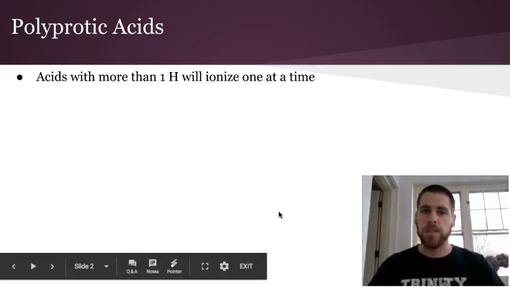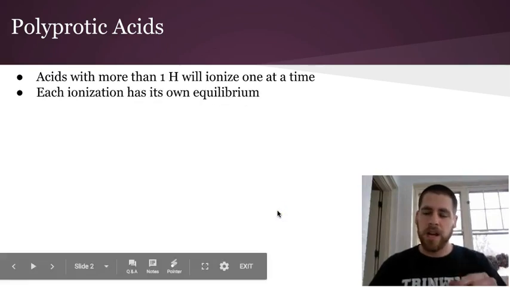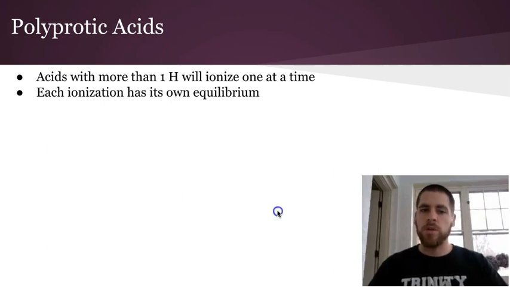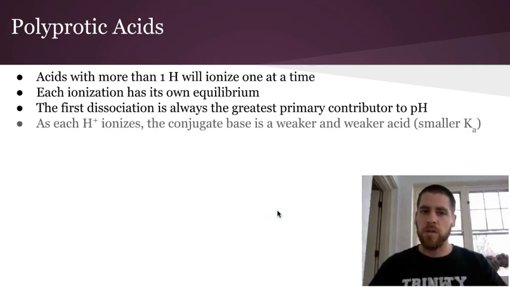Polyprotic acids are the ones that have more than one H. So H2SO4, H3PO4, phosphoric acid, anything that has two or more H's on the front of the molecule is going to be a polyprotic acid. And each of those H's come off one at a time. Each ionization has its own equilibrium, and because each has its own equilibrium, they each have their own Ka.